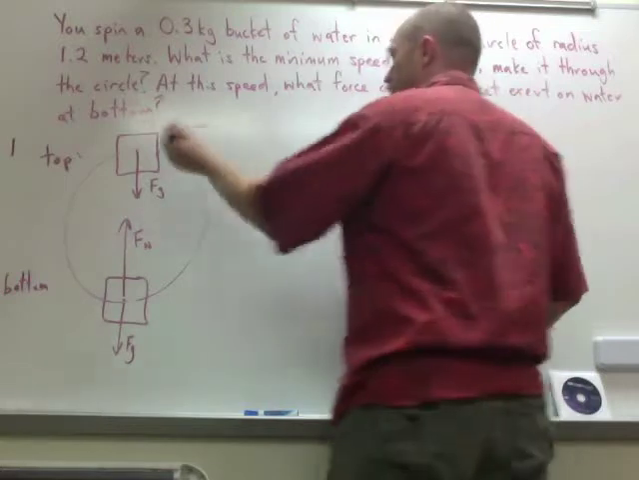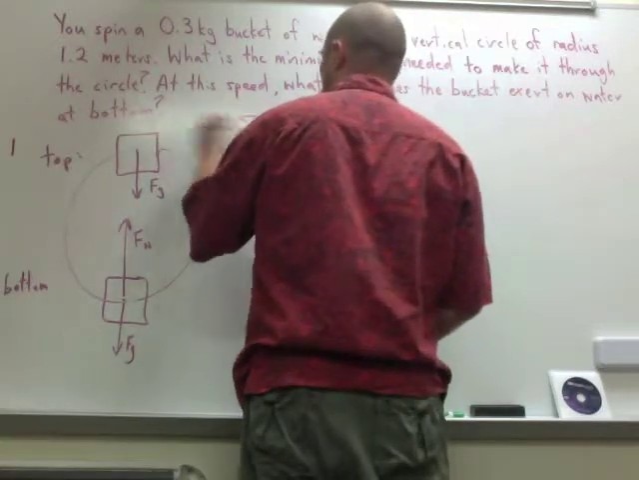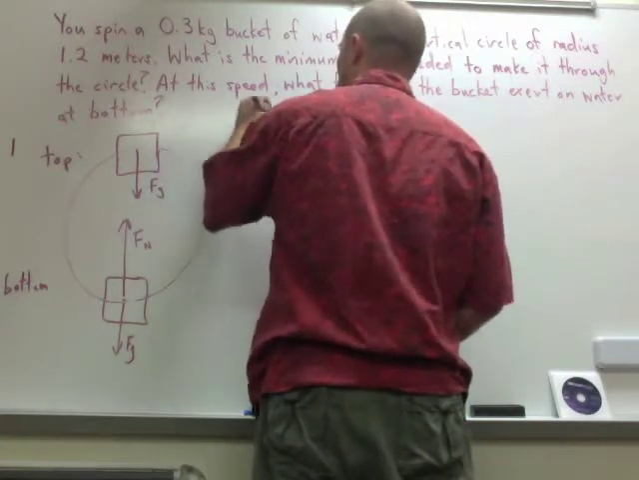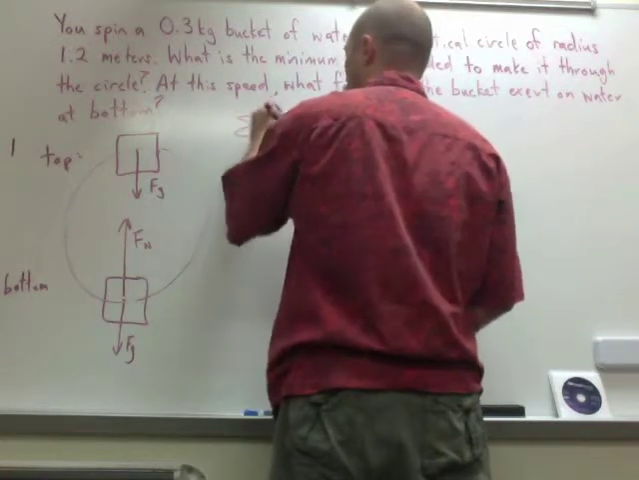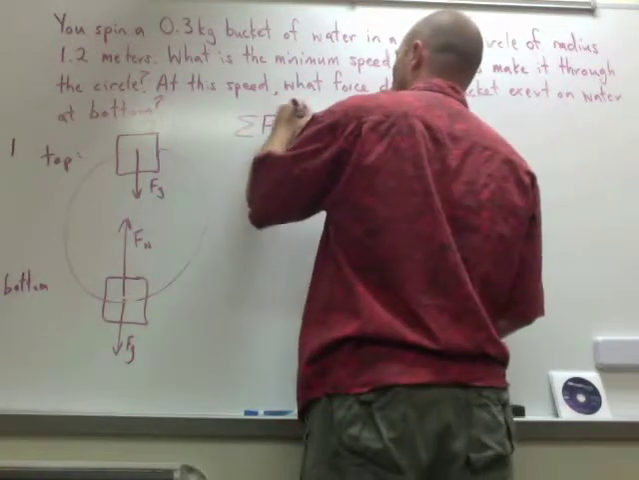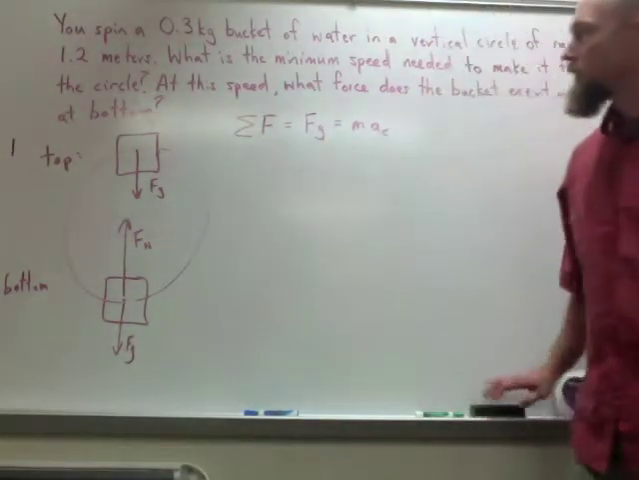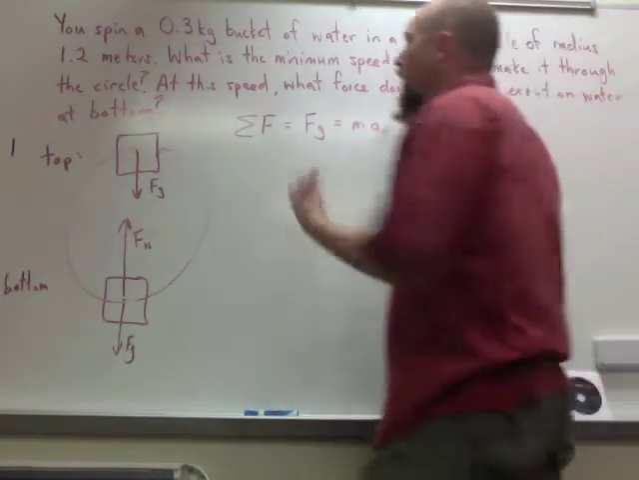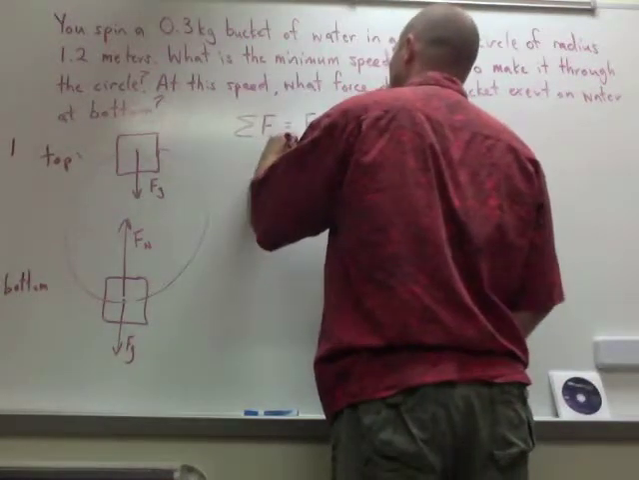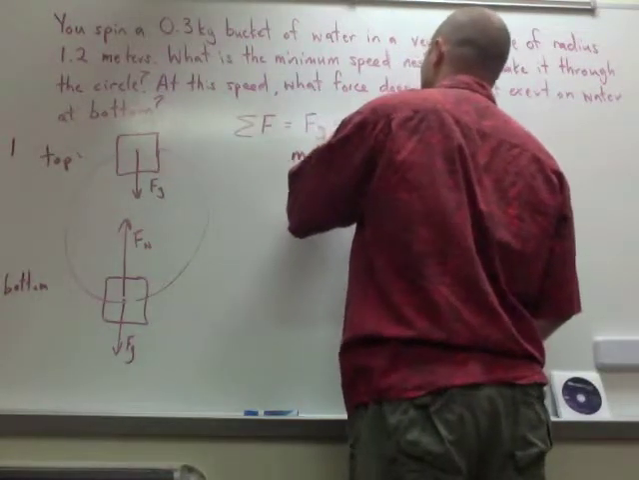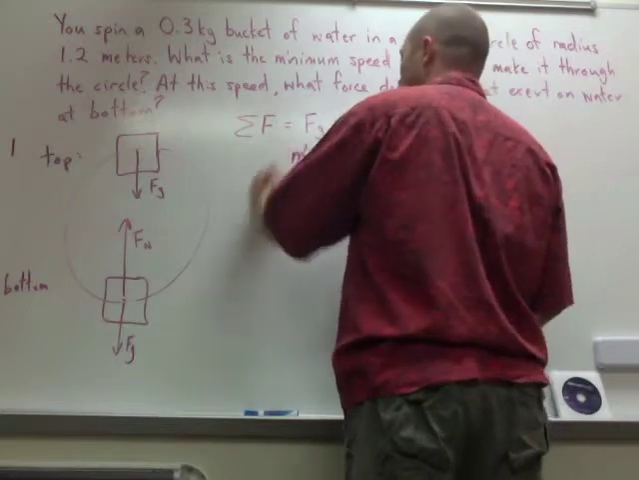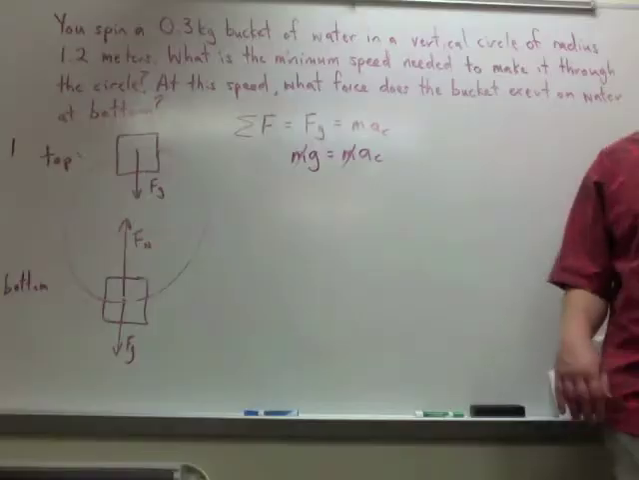So first step, always this. Second step is to write my equation from my free body diagram. At the top, the sum of my forces is just Fg, which equals m a_c. Now I realize I give you a mass here, but I want to show you something. If I plug this in, my m's go away. Why is that significant?